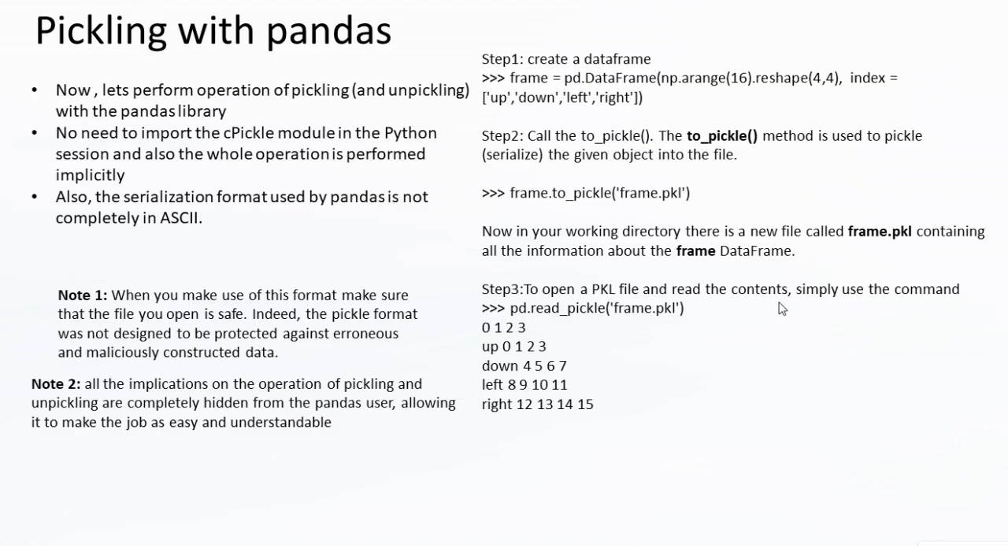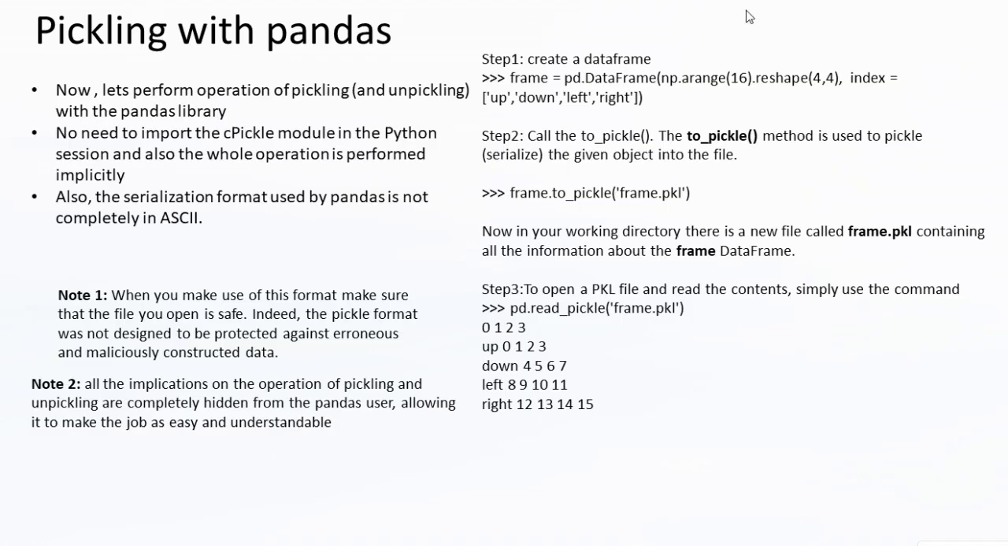After that you have to see it, right? So open the pickle file. How do you open it? Just use a simple pandas command, pd.read_pickle, and give the file name which you just created. What you have to remember here is we don't have to import the pickle or cPickle module here. It just works like that because under the data frame I'm calling this to_pickle. That is one thing you have to remember.